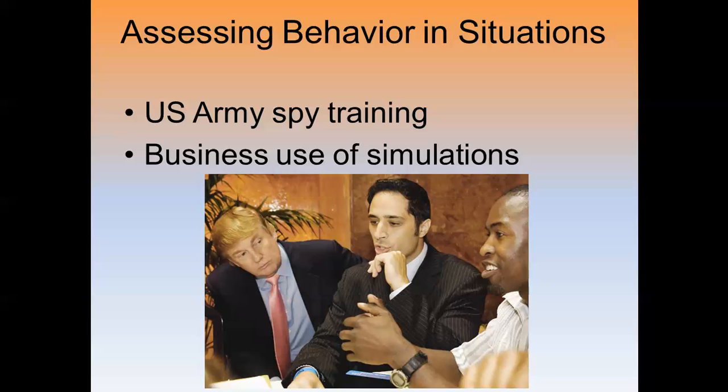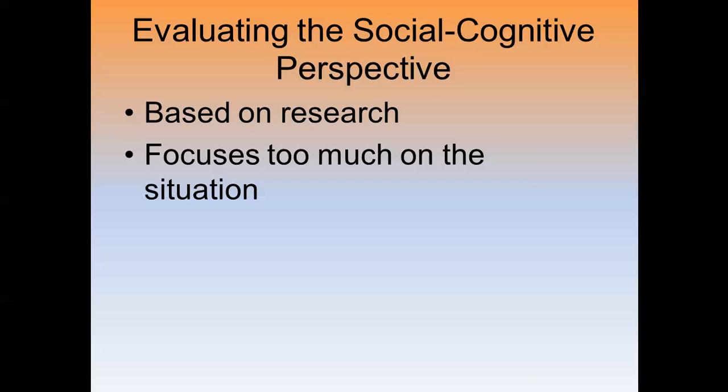Social cognitive researchers observe how people's behaviors and beliefs both affect and are affected by their situations. And they found that the best way to predict someone's behavior in a given situation is to observe that person's behavior pattern in similar situations. And that seems kind of common sense, doesn't it?